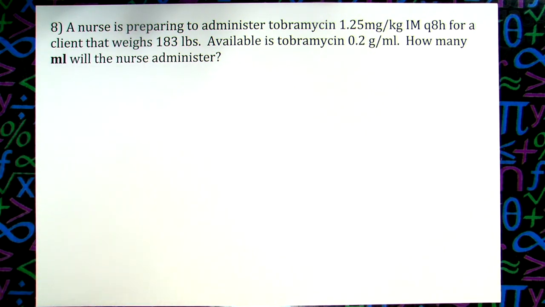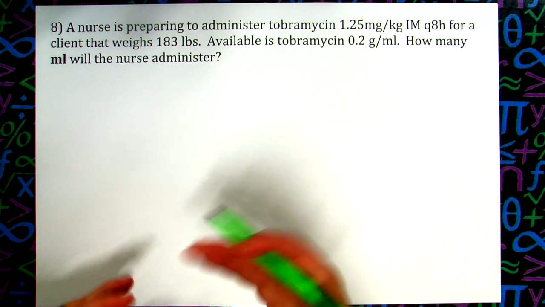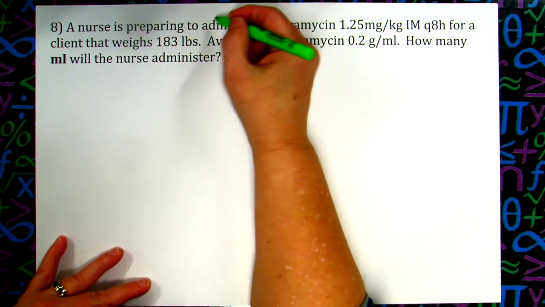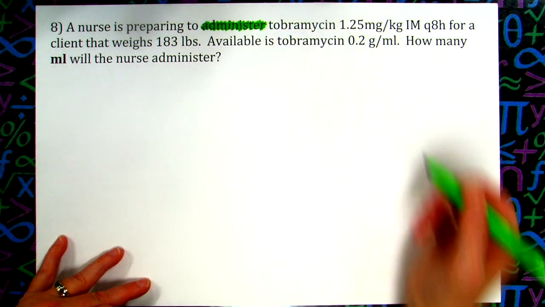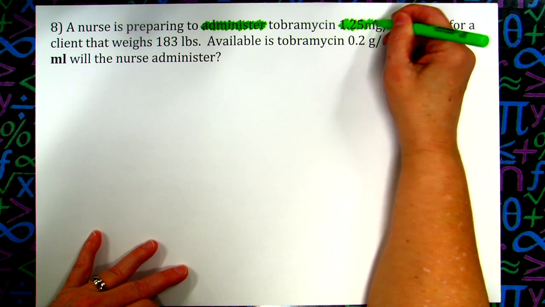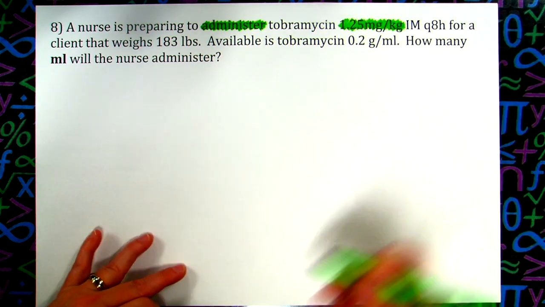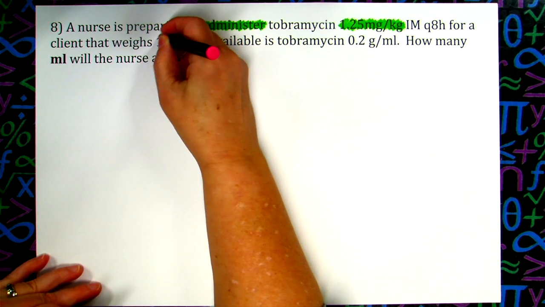Let's go ahead and go through and outline the problem, what's available, what's administered, what needs to be ordered, that sort of thing. Do some highlighting of information, because that is another skill when you're doing story problems here. So we're supposed to administer 1.25 milligrams per kilogram. Then it says for a client who weighs 183 pounds.